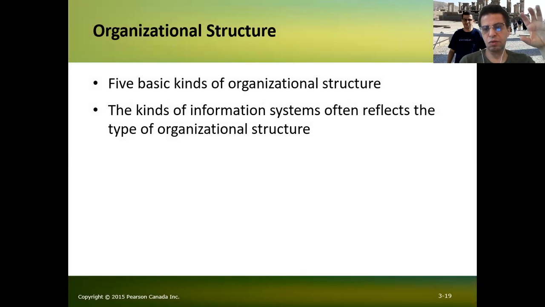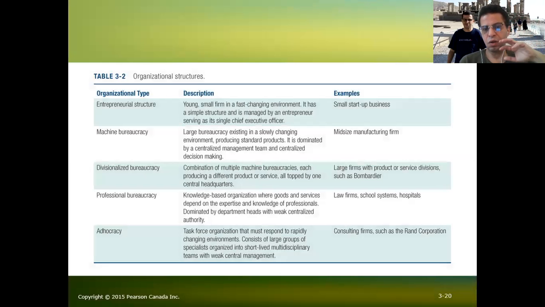So in the organizational structure, there are five basic kinds of organizational structure, and the information system often reflects the type of organizational structure. We have one type, which is what you call the entrepreneurial structure, usually young or middle-aged people trying to establish their own business, a small startup business. Usually they are small firms in a fast changing environment. It has a simple structure and is managed by an entrepreneur serving as its single chief executive officer, with simple business plans, simple applications, and all these things.